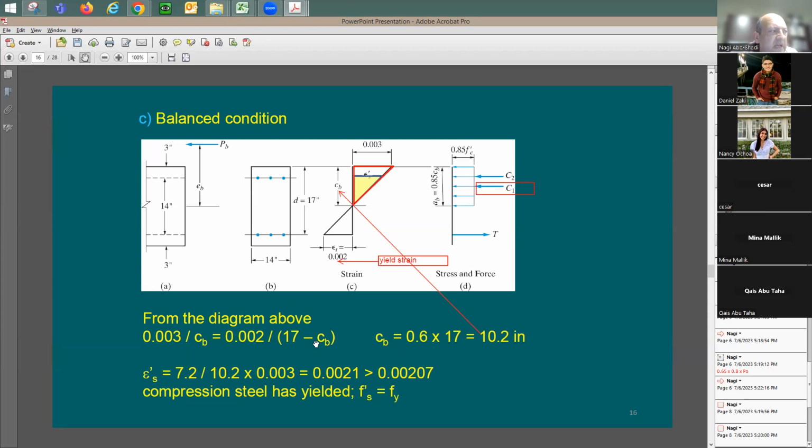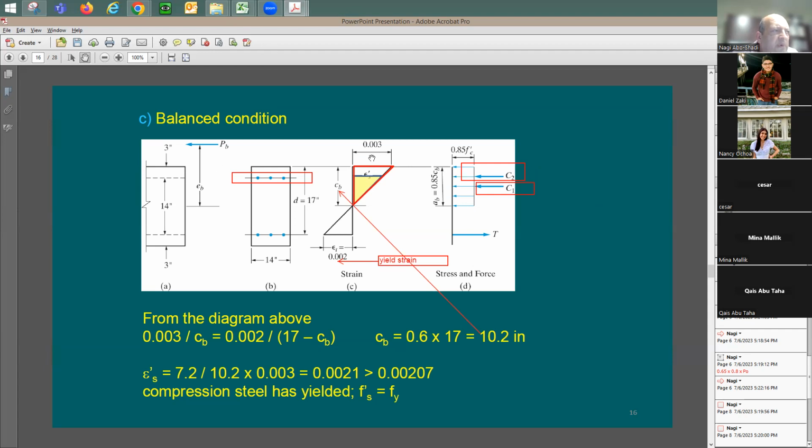The other question is, out of this equation here, once you have the C, can you figure out the strain in the compression steel? Why is that? Because I need it for the second compression force, which is the compression force in the compression steel. Finding out the strain in the compression steel, how do you do this? You say 0.003 divided by C equals epsilon S prime divided by C minus D prime.